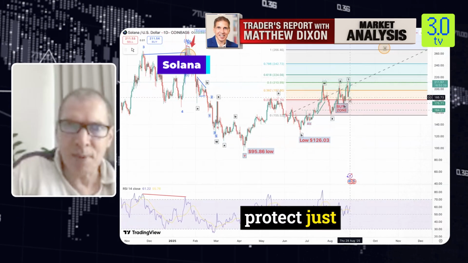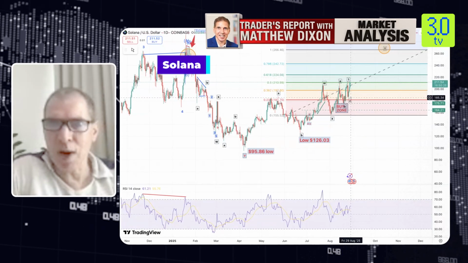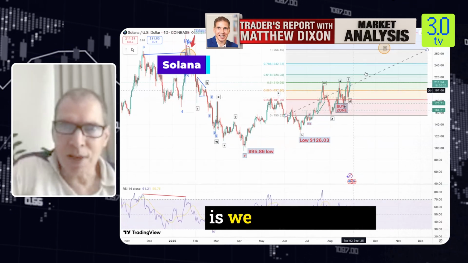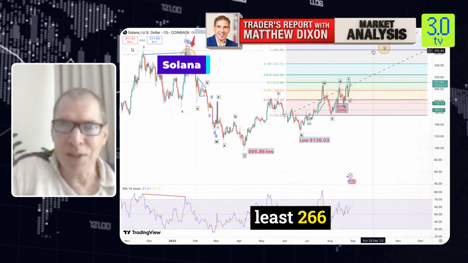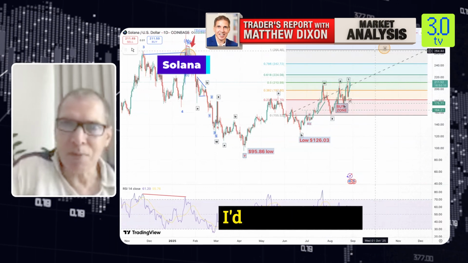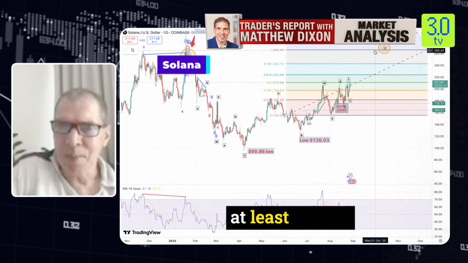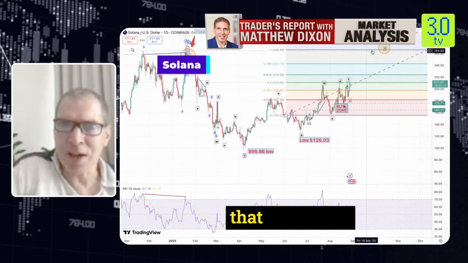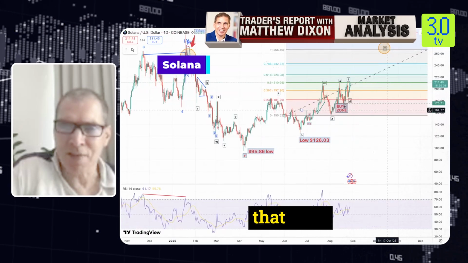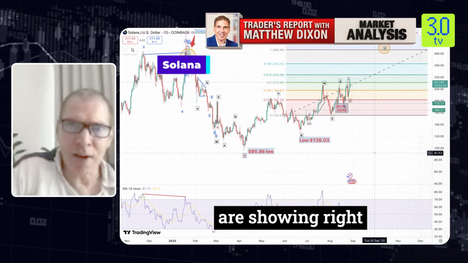I'll probably protect just below this level here, so I still get a decent profit out of it no matter what happens. But the likelihood is we could actually continue all the way up to at least 266, maybe beyond. But that would be my target. That's where I'd look probably to take profits, or if not take profit, at least protect much nearer that high of 266 if we reach that level. So that's how it's looking at the moment. That's how the Elliott waves are showing right now.